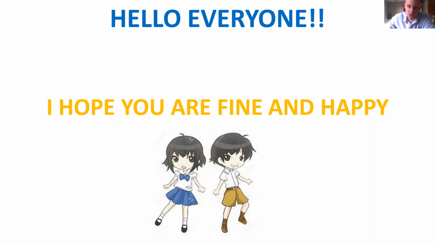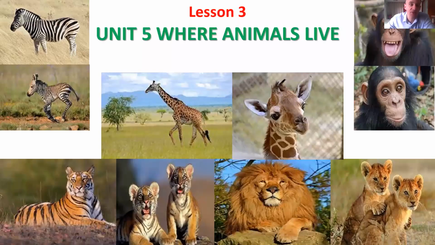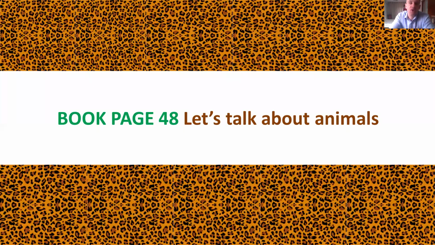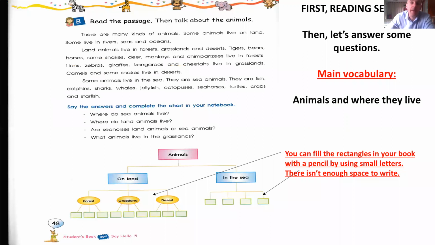Okay, so for today, let's take a look at the lesson. We continue on Unit 5, where animals live. This is the third lesson. Today we will study with your book, page 48. Let's talk about animals. Today is just one page because we have a text and a couple of questions.